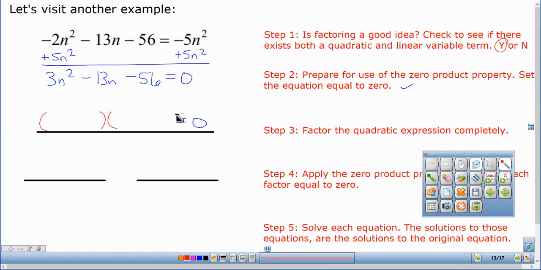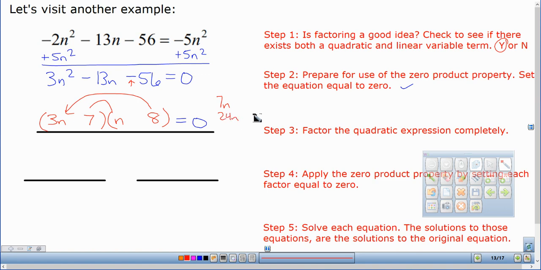There are a couple things I do like about this factoring. This is a prime number, so I know it has to be 3n times n. And I also think 56 is consistently a 7 and an 8 that multiplies to give me that. So the question is, is it 7 and 8, or is it the other way around? Let's check it out. We're looking for subtraction, so 7n and 24n. Well, that didn't work, so it's not that order.